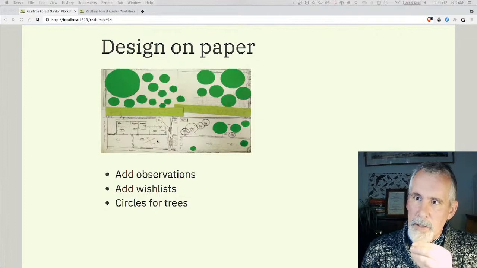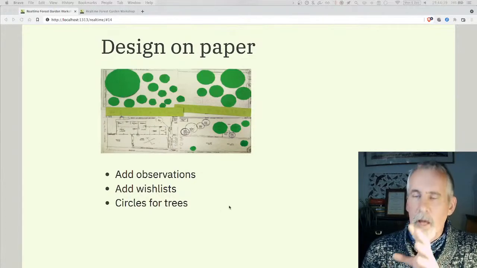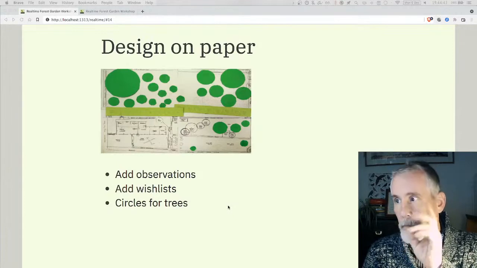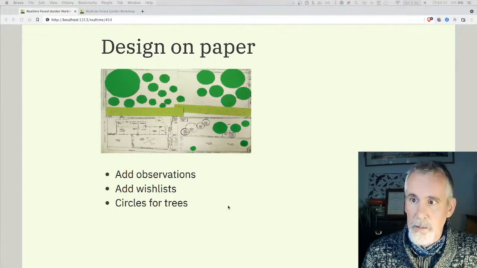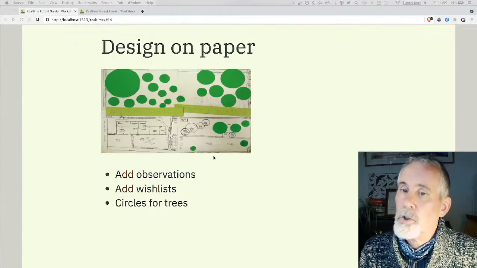We know where the buildings are, the direction of the house, where the hedges are, where the pylons are, all that kind of thing. Then you add your wish lists, like your seating and your pond and your structures and your paths and your greenhouse, and then put circles for trees.